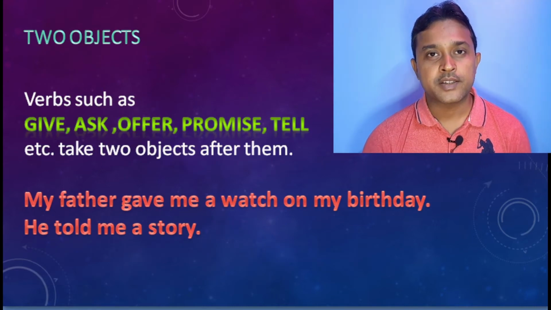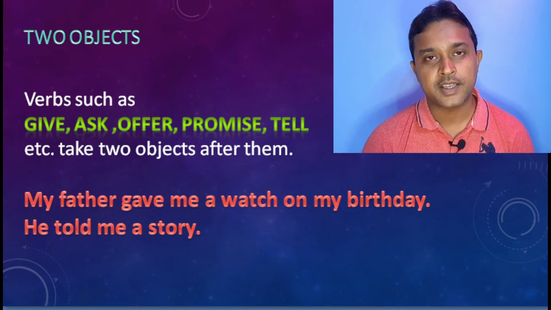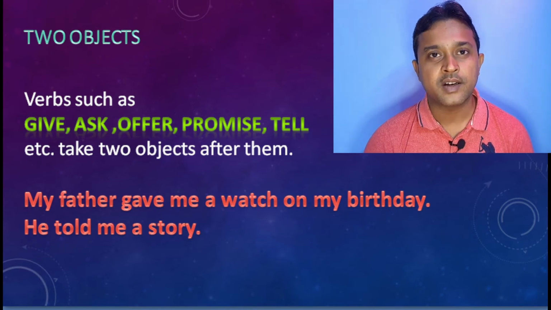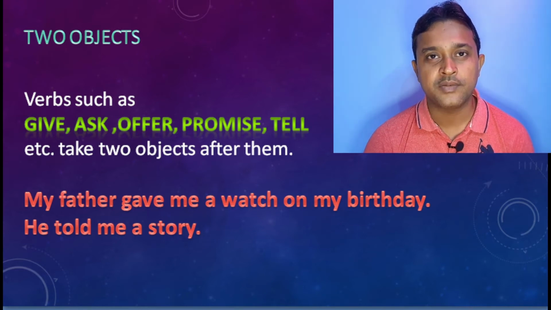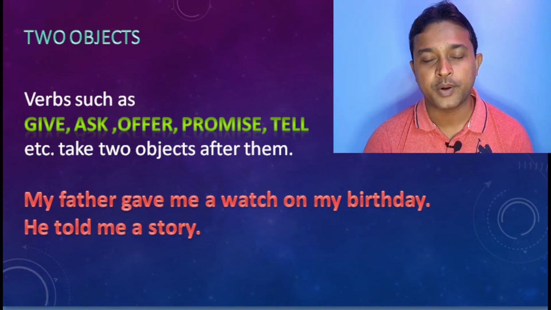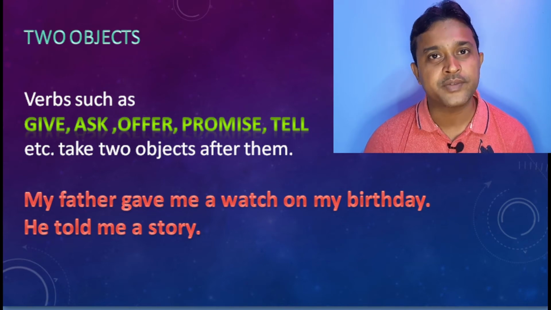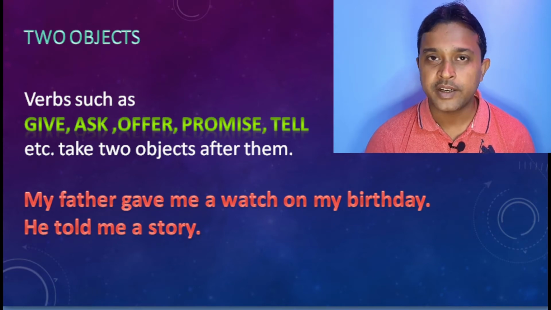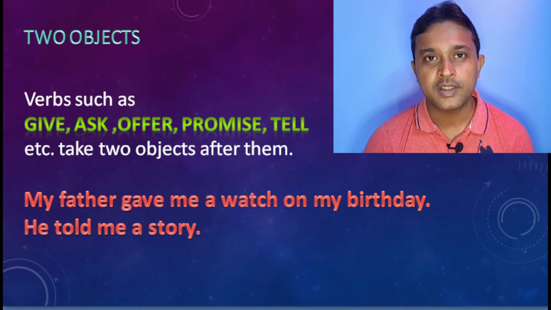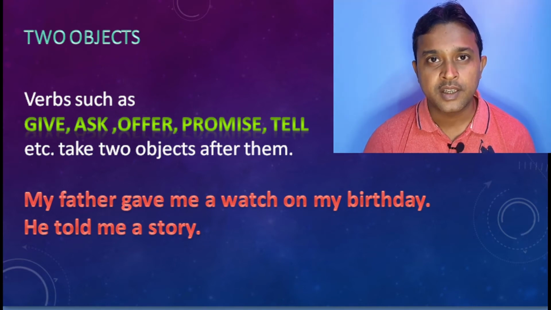Now, let us discuss a few special cases. There are some verbs such as give, ask, offer, promise, tell, etc. that take two objects after them to receive the action from the subject. One of them is an indirect object, whereas the other one is a direct object. Let us look at these two examples.